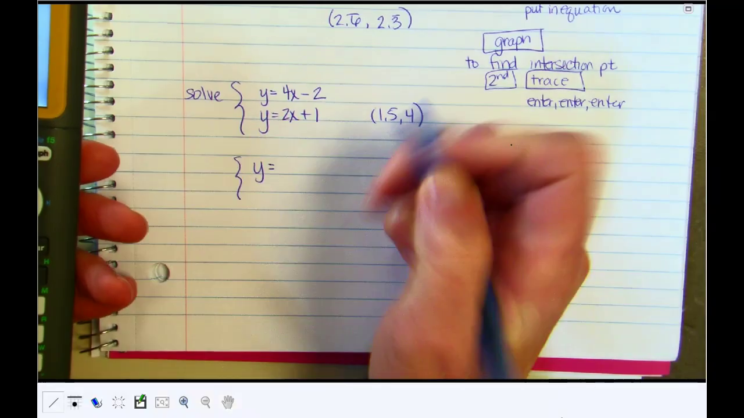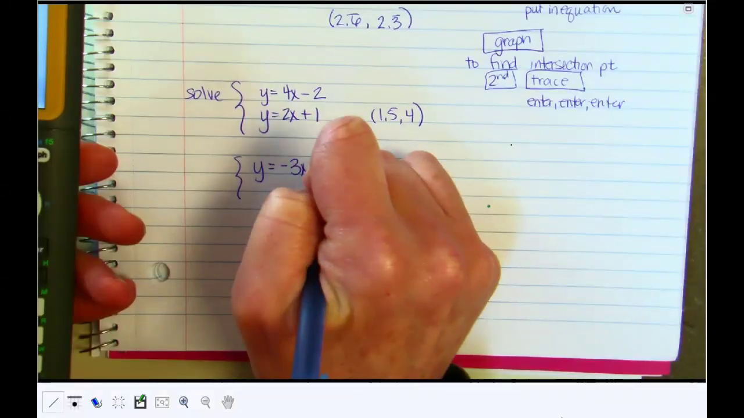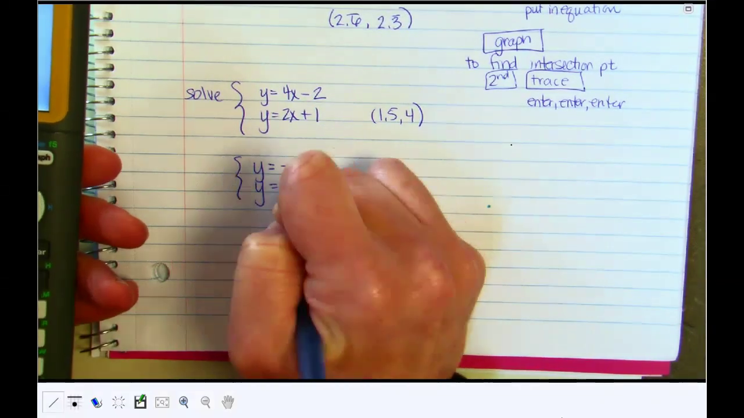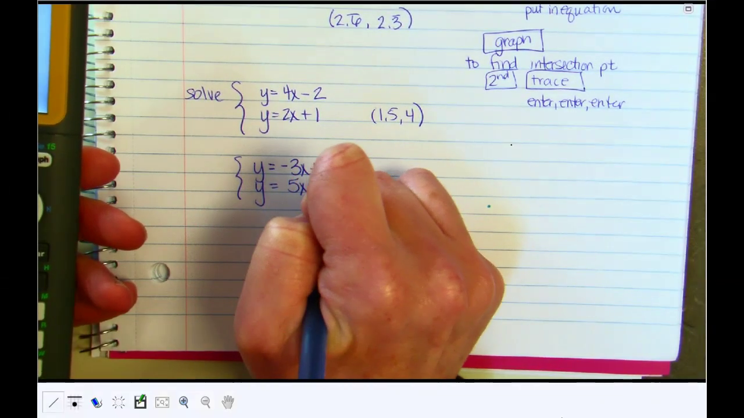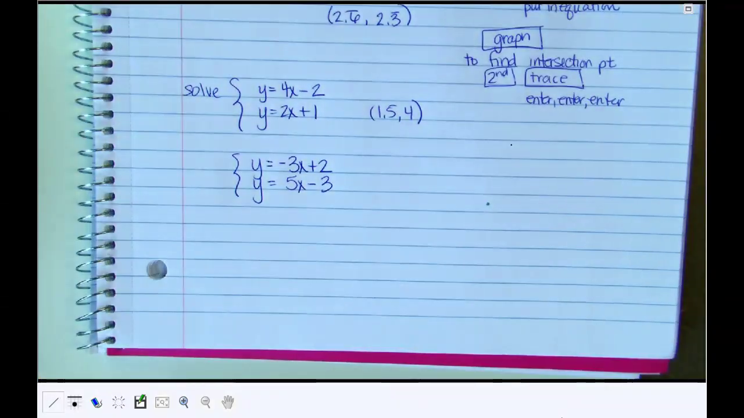So see if y equals negative 3x plus 2 and y equals 5x minus 3. Okay, you try it, see what you get, and then compare.